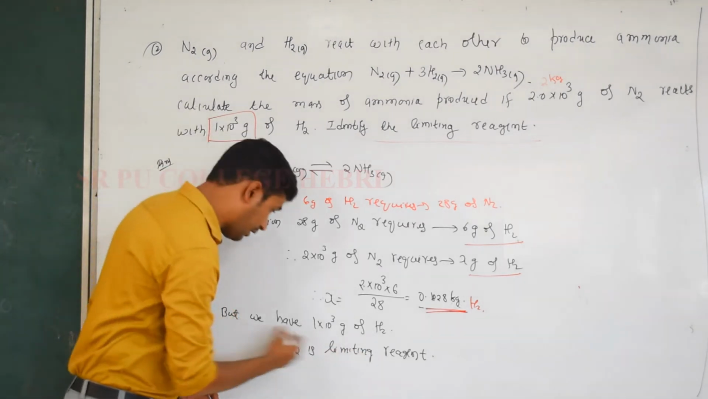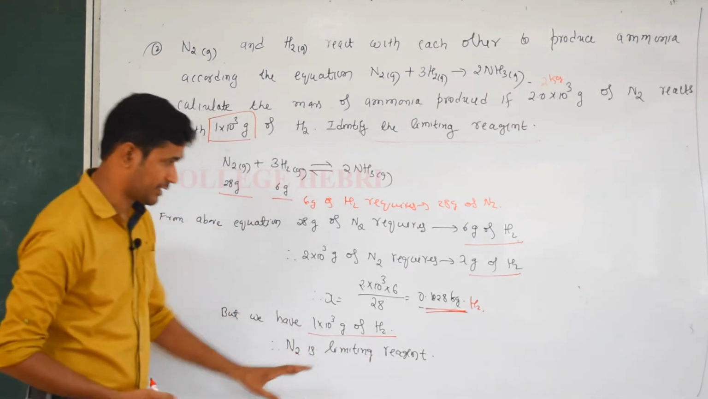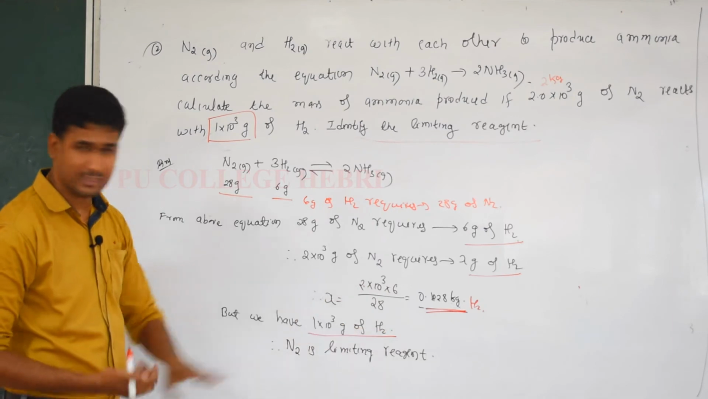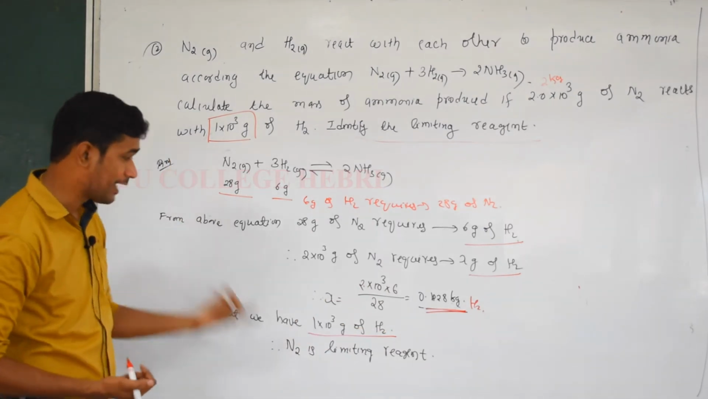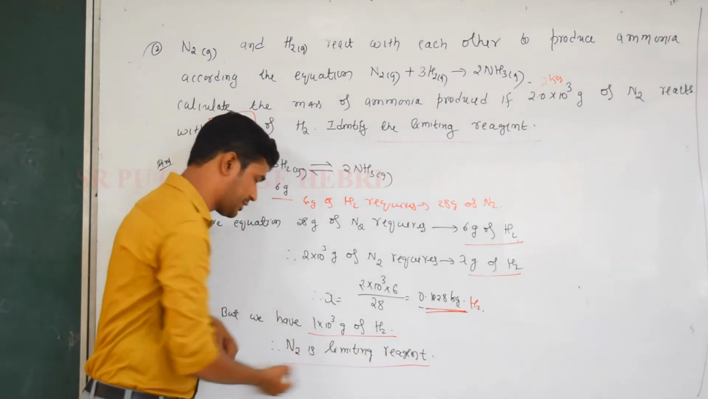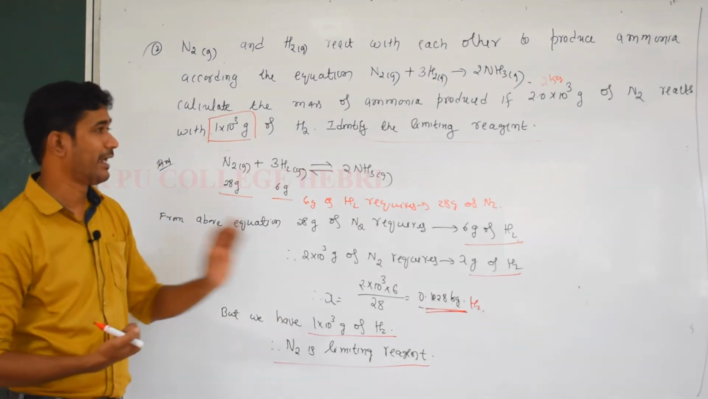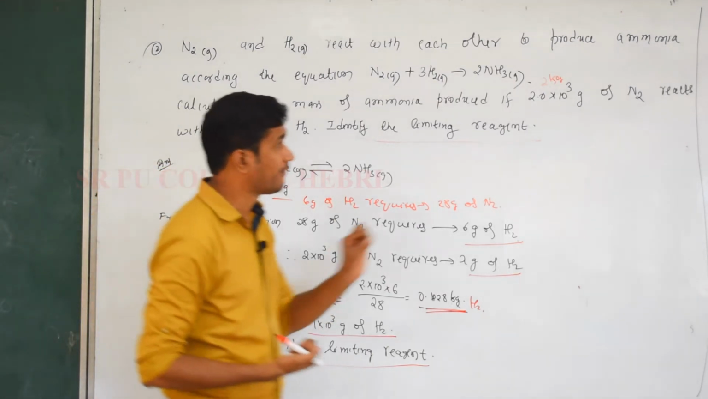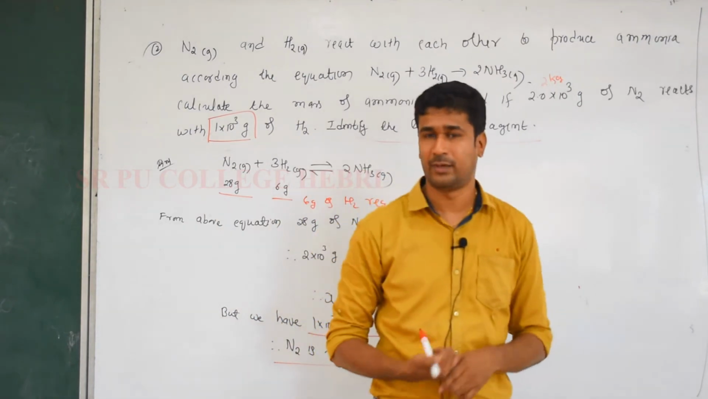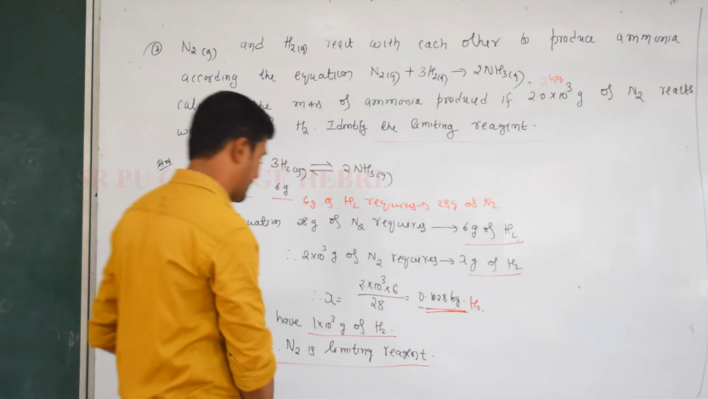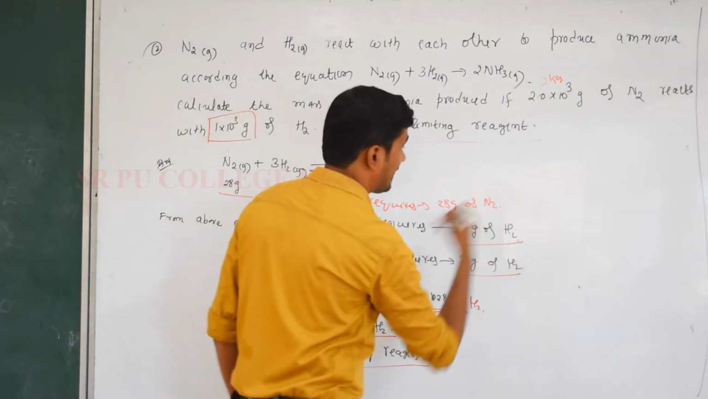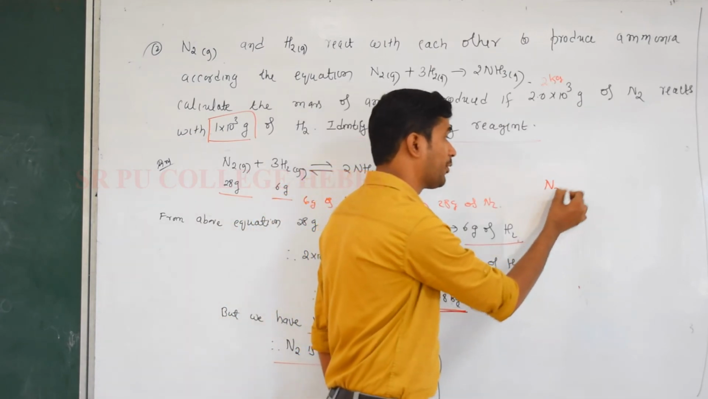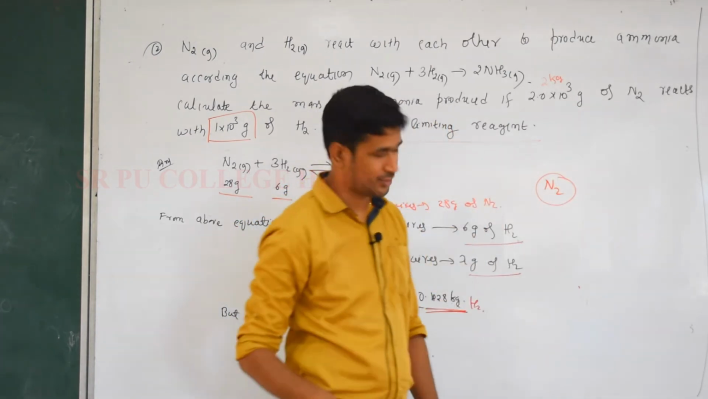Understood? Here we have 1 kg of hydrogen. So which one gets used up early? Which is consumed early? Nitrogen is consumed early during the reaction. So N2 is our limiting reagent. So after that what we have to do? We have to calculate the amount of ammonia formed. The amount of ammonia formed depends upon what? It depends upon the limiting reagent, that is, upon the amount of nitrogen given to us.